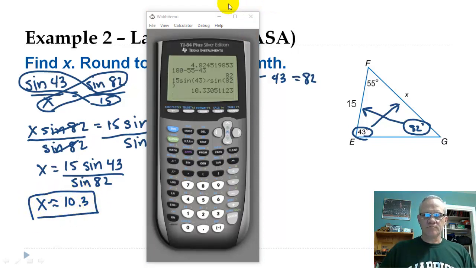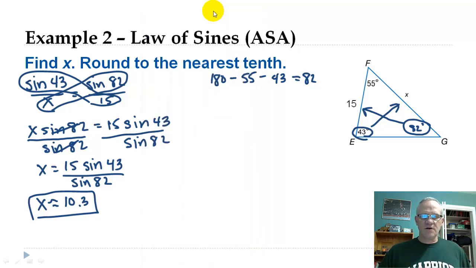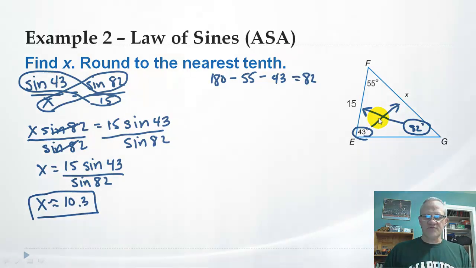Okay? So that's law of sines. Basically, you're just matching up the angle with the side across from it and getting two things to be equal to each other, cross multiplying, getting x by itself. If you don't know the angle here, then just subtract these from 180 to find that angle so that you can match that up. Okay, so there's the law of sines.